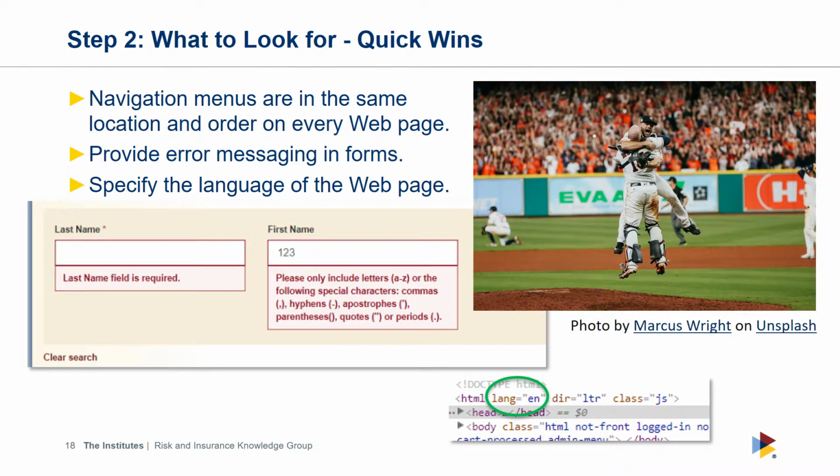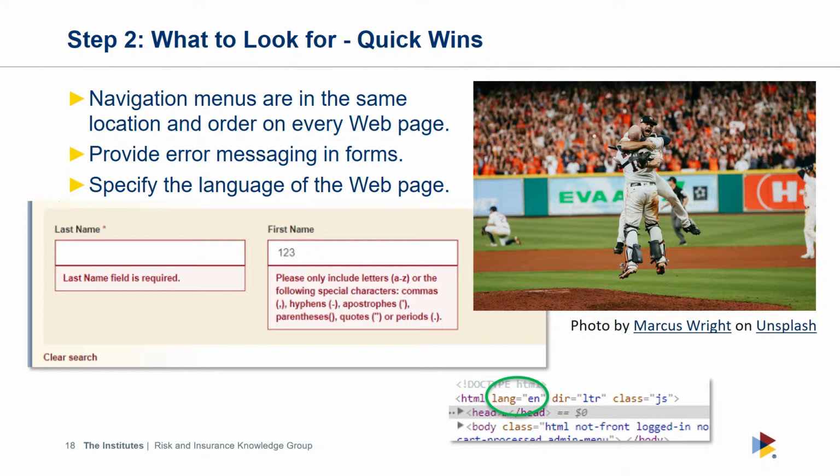So here's another thing that those of us who use content management systems are way ahead of the game. Navigation menus are in the same location and order on every web page. Well, of course they are. Who wants to maintain 17 different menus for 17 pages of content? That's crazy. So all we have to do for that is not break it. Provide error messaging in forms.